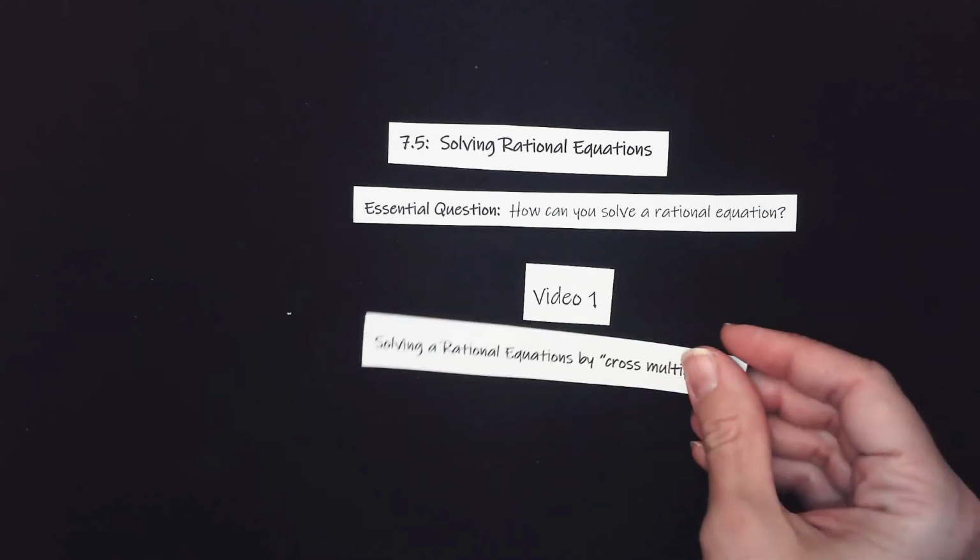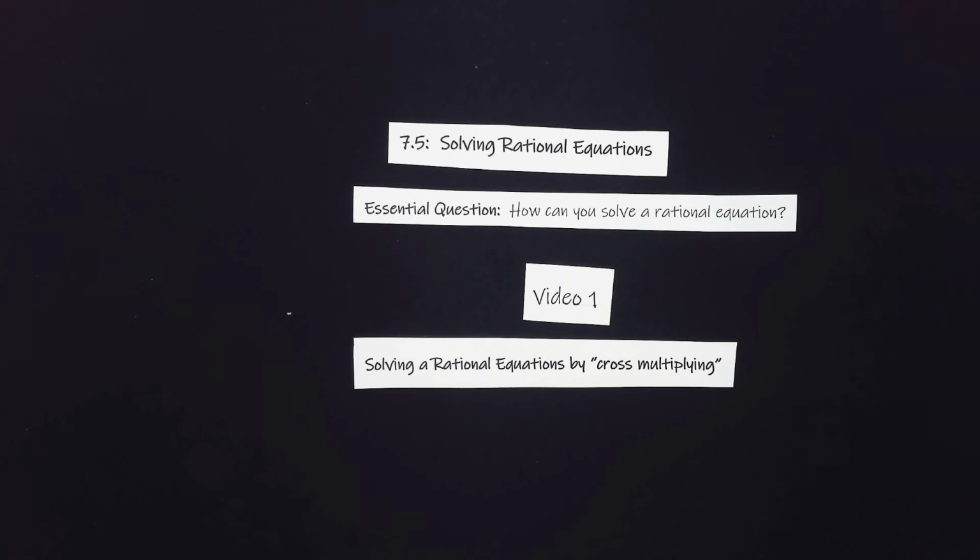All right, we're on 7.5. We're going to solve rational equations. And so our essential question is, how can we solve those rational equations? So this is the first video, and we're going to start off by solving them by cross multiplying. Now, I really don't like that term, but that is what we're doing essentially.